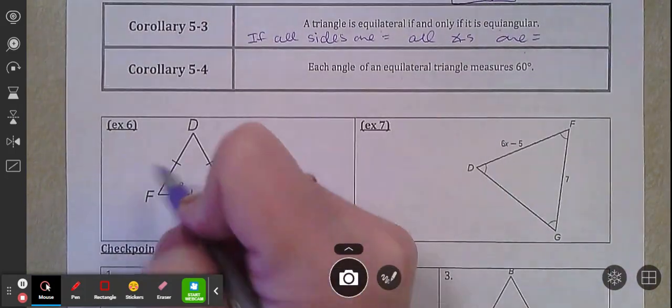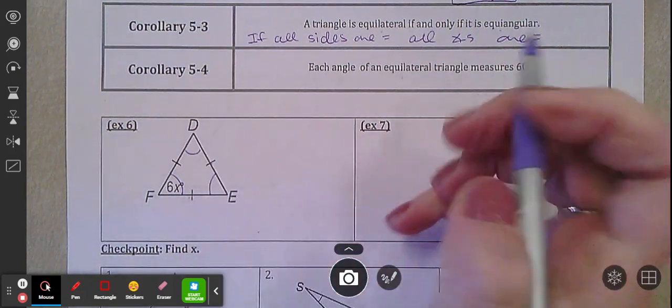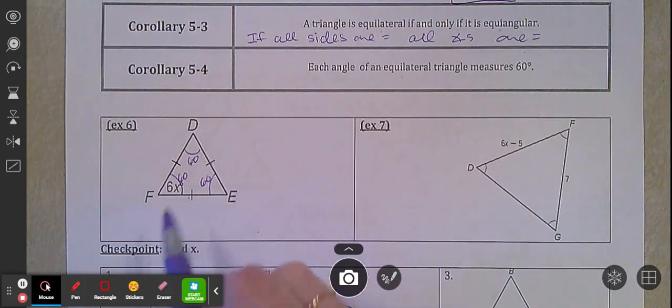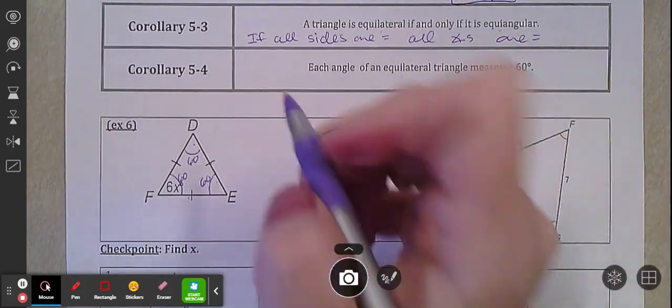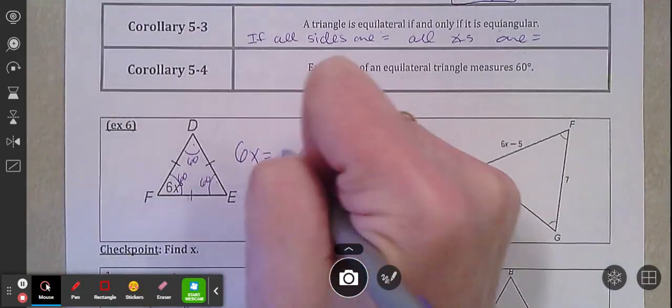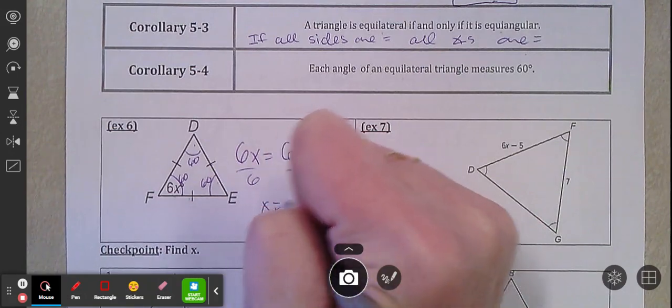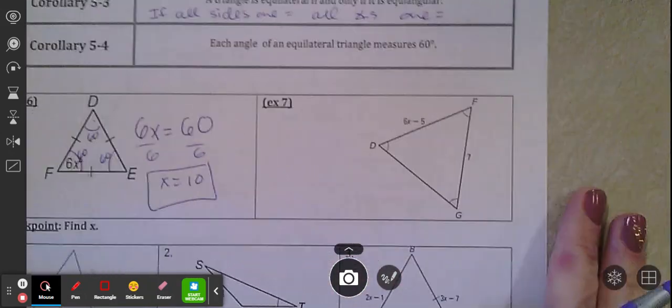So this first one, see how all the sides are the same? So that means all the angles are the same, which means they're all 60. So this is 60, this is 60, this is 60. So you could do 6x plus 6x plus 6x equals 180. But since we know that they're all 60, we can just set that one angle equal to 60. Divide by 6 to get x is 10. Pretty easy.